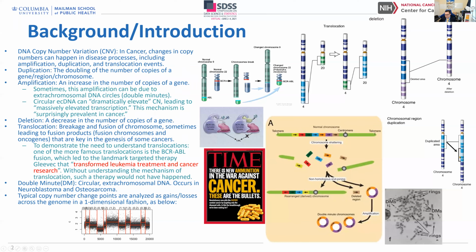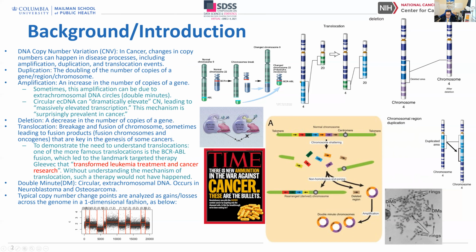Amplifications can be illustrated here, where there's an increase in the number of copies on a chromosome or external to a chromosome. Deletions can occur where there's a decrease in the number of copies of a chromosome. Translocations are where portions of DNA switch places.